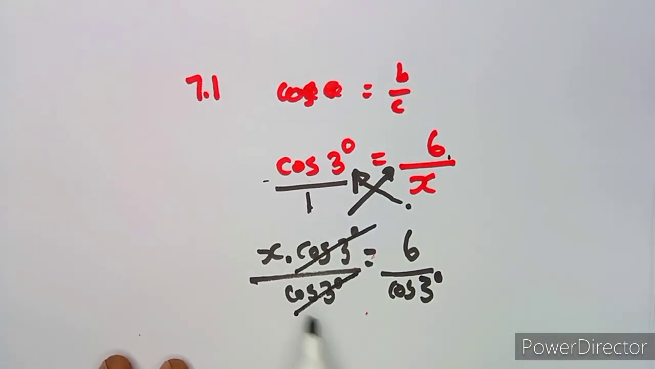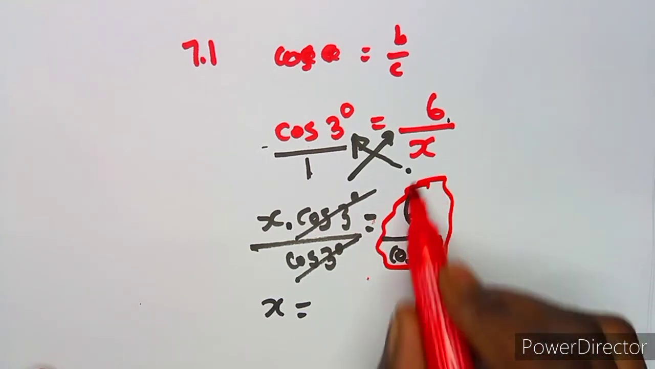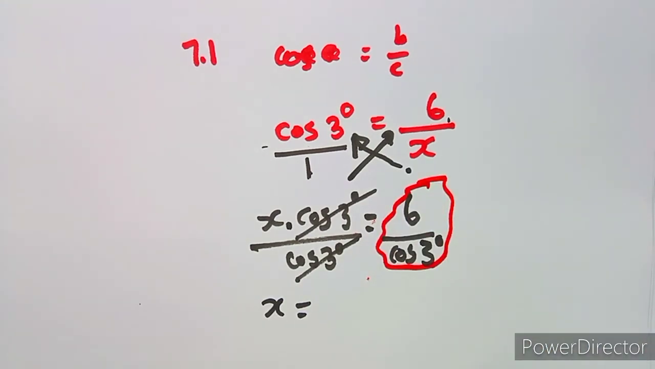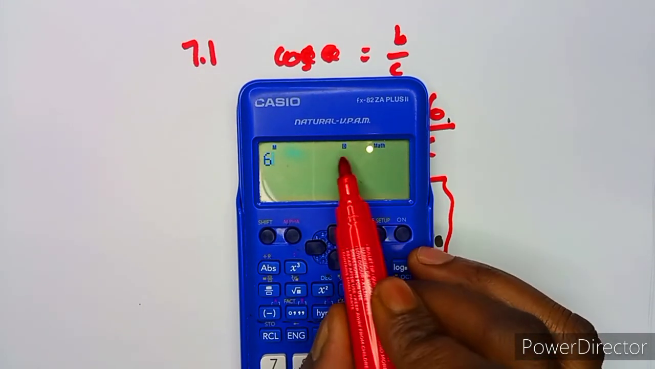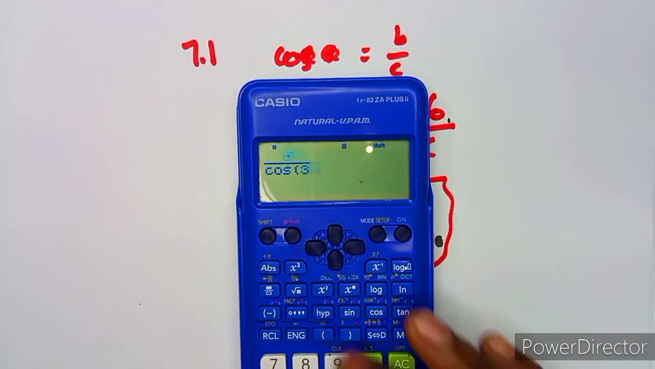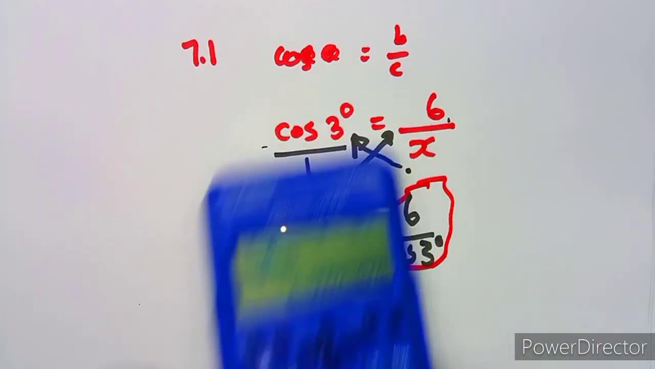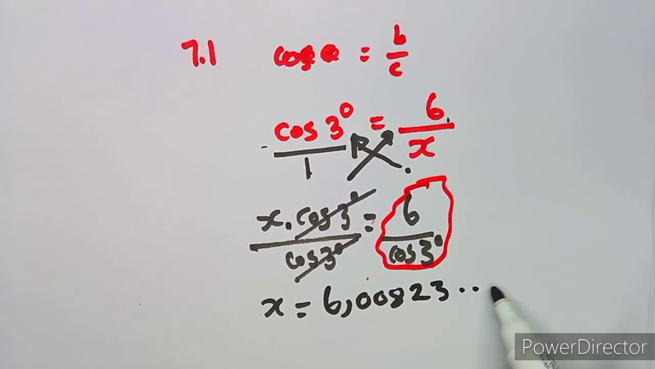So this is going to cancel, so that you're going to remain with the value of X, which is now this part here. So you just use your calculator to simplify that part, which is 6 divided by cos 3. Make sure that it's in degrees. So it's 6 over cos 3 degrees. Then you just close your bracket, which gives 6.00823, something like that. And remember, to 3 decimal places it's going to be 6.008.